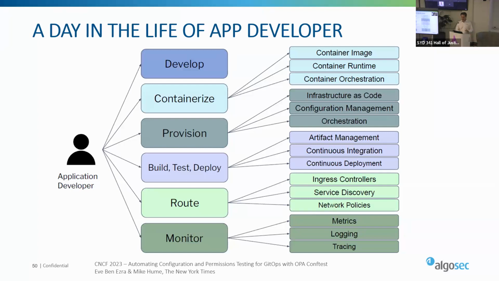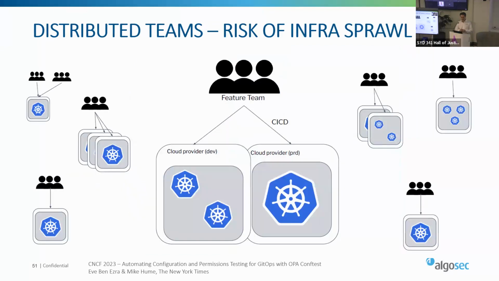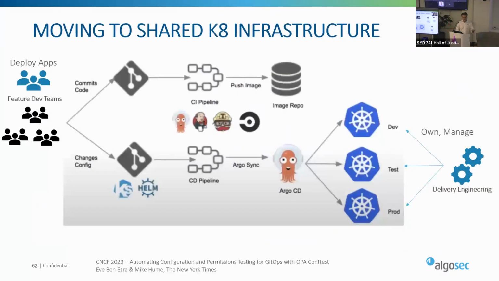Having a distributed team, for example, is quite hard to control. If you have various regional or local teams that are doing and developing different things, it's hard to control them. So moving to a shared Kubernetes environment is quite hard, but it's recommended. You create a deployment team or delivery engineering team that can own and manage things, and have the delivery or feature team just take care of the deployment process itself.